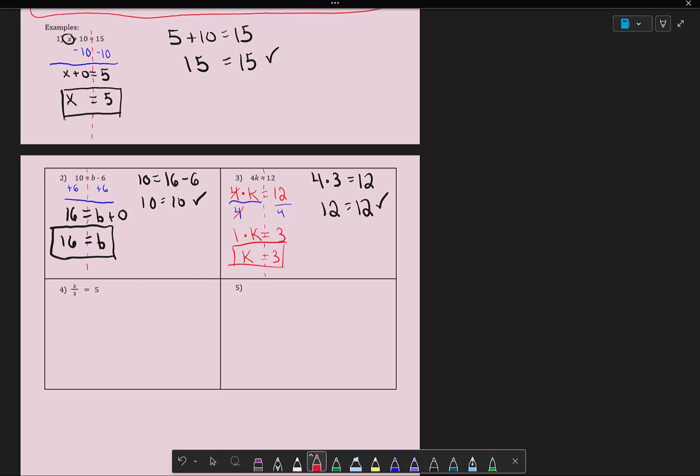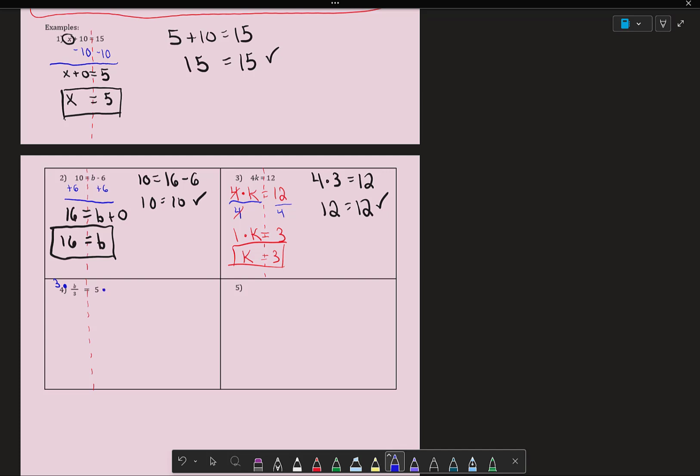Our last one, b divided by 3 equals 5. Just a side note, sometimes you may see this written as 1/3 times b equals 5. I'm not going to write it that way, but just know that those mean the same thing. Because remember, there's an assumed 1 in front of that b. So we're dividing b by 3, so we need to do the inverse operation. Instead of dividing by 3, we're going to multiply. Specifically, we're going to multiply this numerator by 3.